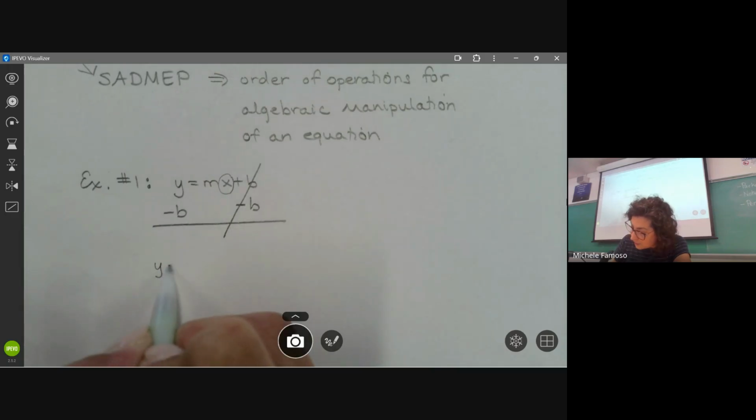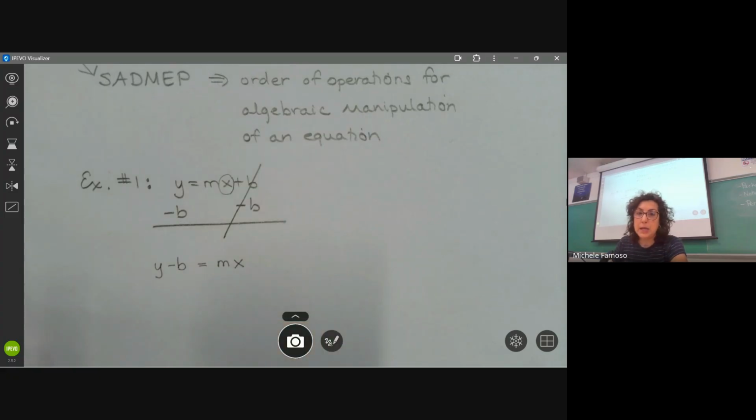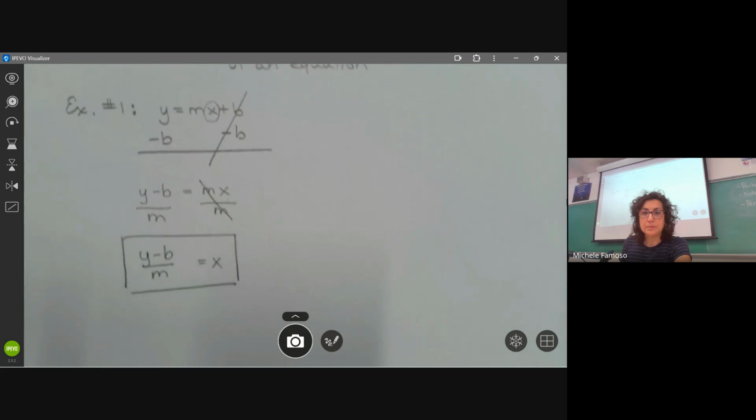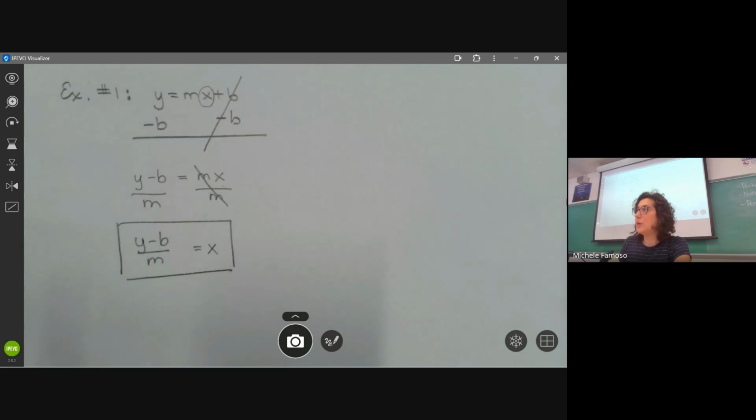So we end up with another version, y minus b equals mx. Now what am I going to do to keep the x where it is? Yep, divide both sides by m, which means that we end up with an equation for x that looks like y minus b over m. Everybody okay with that so far? All right, let's try another one.